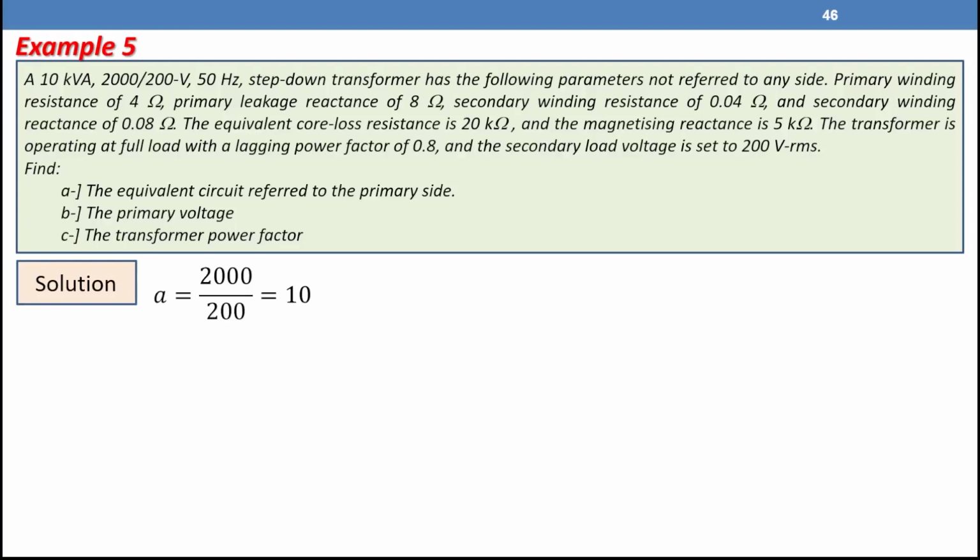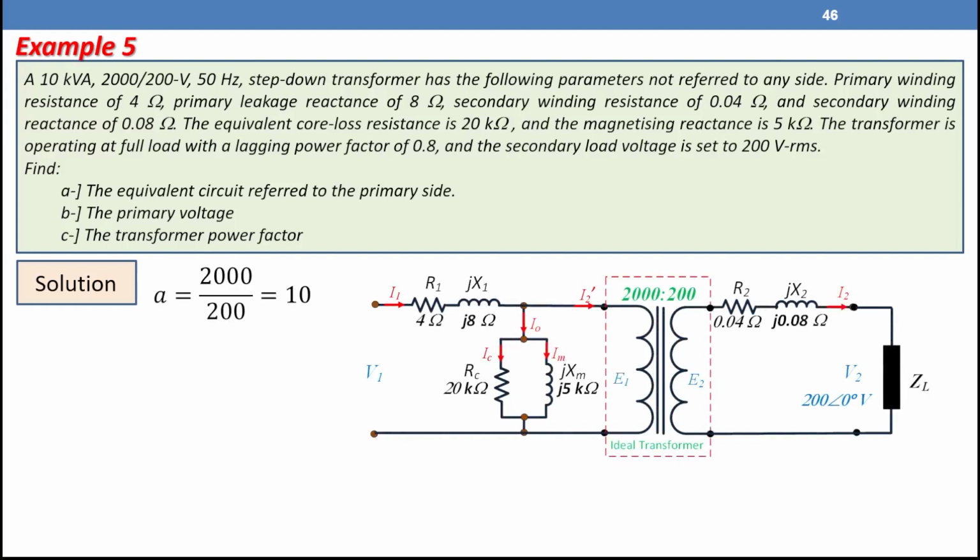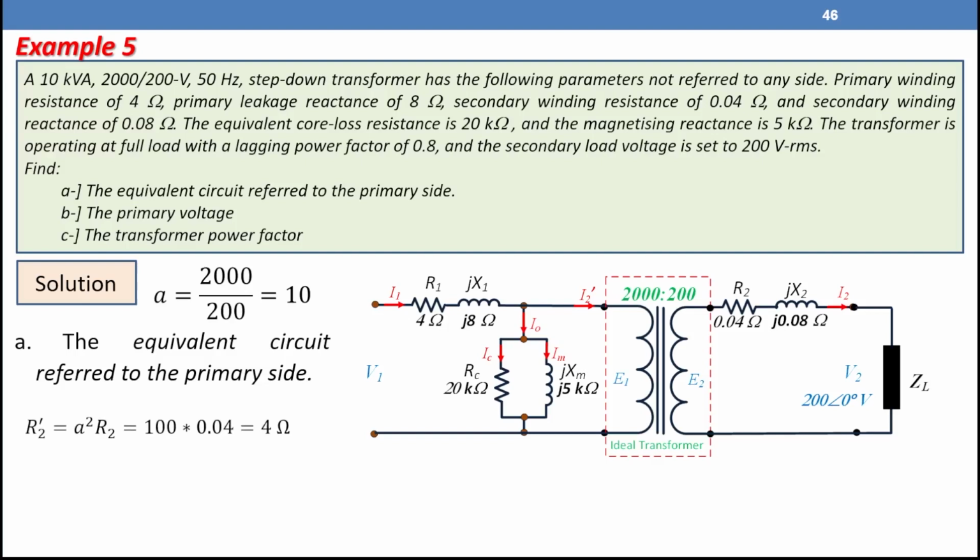The turns ratio is 2000 over 200 equals 10, and the exact equivalent circuit not referred to any side is shown in the figure. What we need to do now is find the equivalent circuit referred to the primary side. So we need to calculate R2 dash, where R2 dash equals A square R2. A square means 10 square, 100 multiplied by 0.04 equals 4 ohm, and X2 dash equals A square X2 equals j8, and V2 dash, we are going to transfer V2 to the primary side, V2 dash equals A V2, which is 10 multiplied by 200 equals 2000 angle 0.